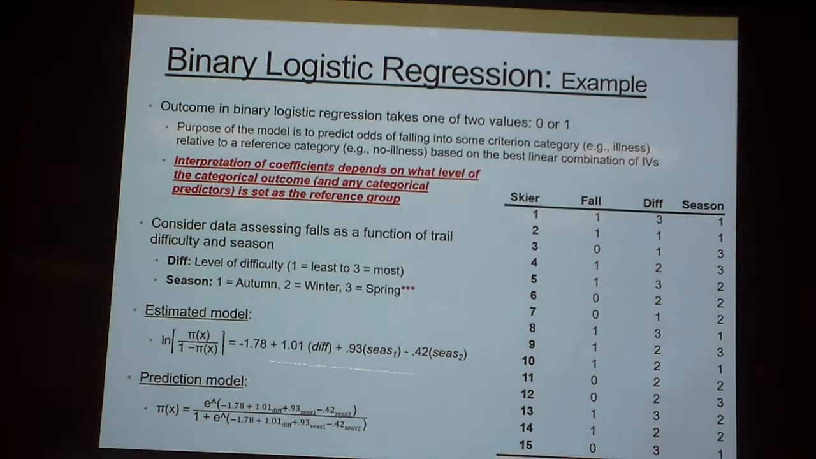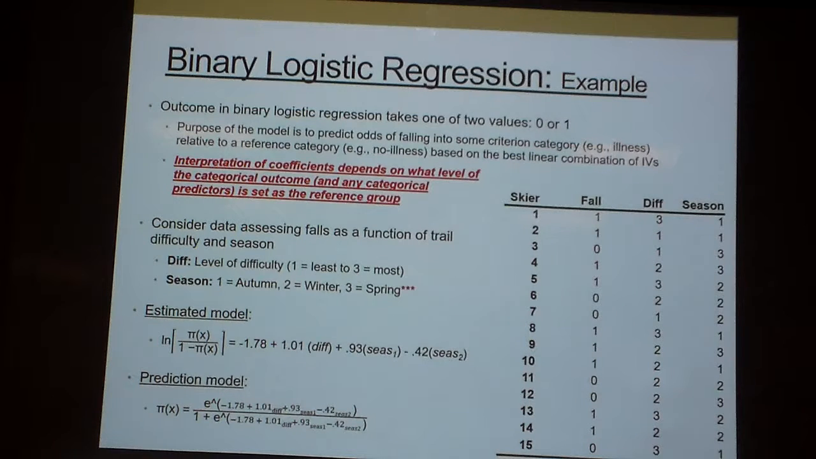So here's our data: skiers 1 to 15, whether or not they fell, the difficulty of the trail, and what season it was. We have our estimated model. When we run this logistic model, this is our regression equation, the one we know and love and have spent so much time with, but our outcome here is not the probability of falling or not falling.